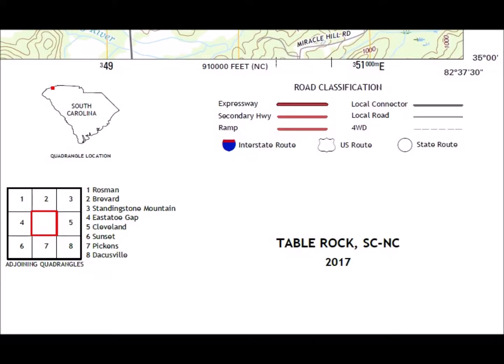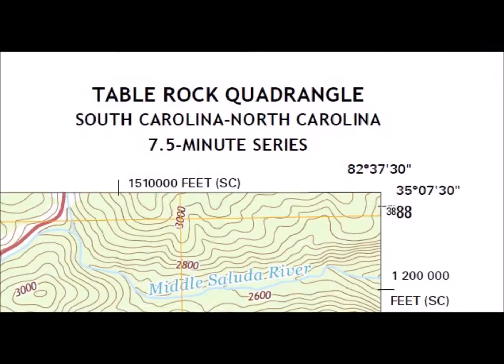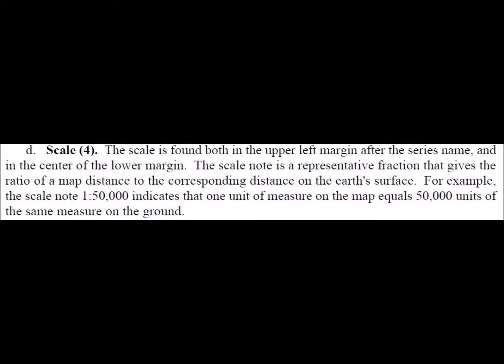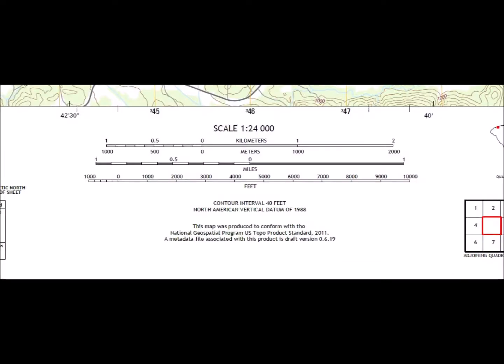The sheet map name is Table Rock, South Carolina, North Carolina, 2017. It can be found in the bottom right portion of the map and the top right portion of the map. This denotes the main geographical feature located on this map, being Table Rock. As noted previously, our map scale is 1 to 24,000, meaning that one unit of measure on the map is 24,000 of the same units of measure on the ground. It's located in the bottom center of our map, as shown here, 1 to 24,000.